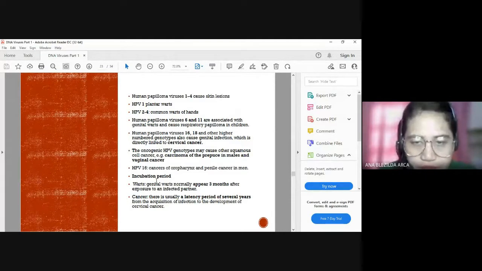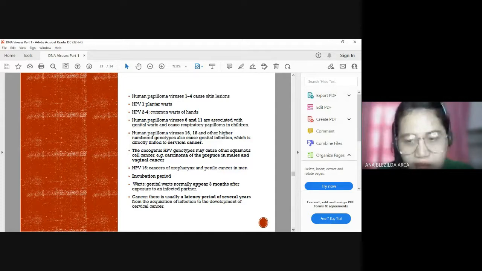Now, for the incubation period, about 3 months, makikita mo yung mga warts na yan after sexual contact. And then, for the cancer to develop, it will take about years. So after sexual contact mo, mag-undergo pa yan ng latency period, about many years yan. And then after many years, magkakaroon ka na ng cancer. So that's how you get the cancer. Again, hindi lang yan cervical cancer, pati rin lalaki. Sa lalaki, carcinoma of the prepuce ang makikita or testicular cancer after many years as well.